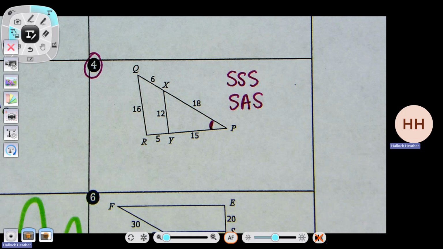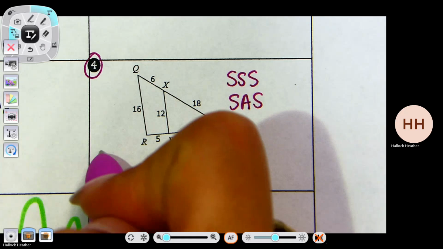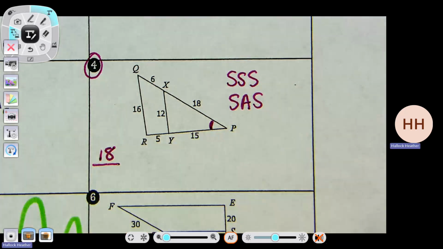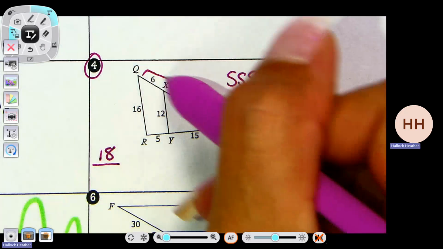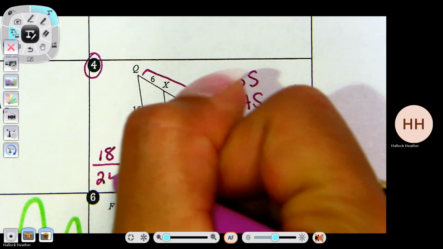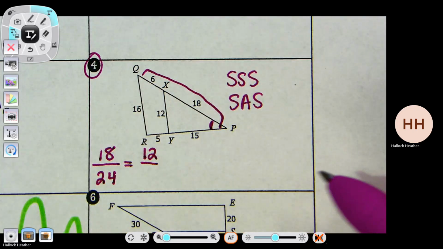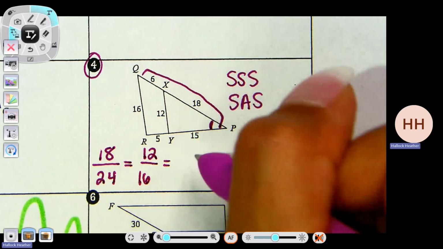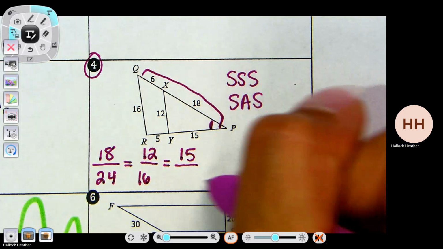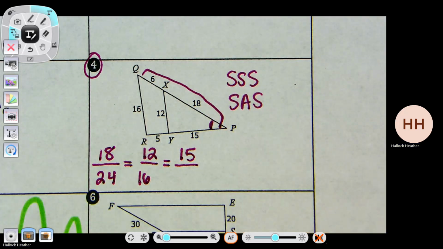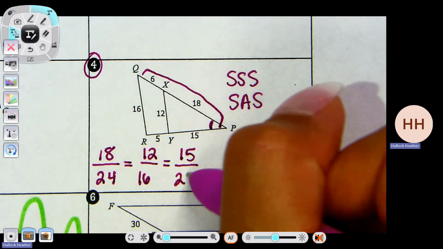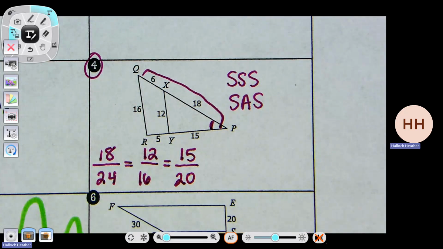Okay. So we need to compare the sides. So if I pick something on the small, 18 over how much? 24, should be equal to 12 over what? 16, which should be equal to 15 over what? 20, because you're just adding the numbers. So take a second, you're going to divide them.